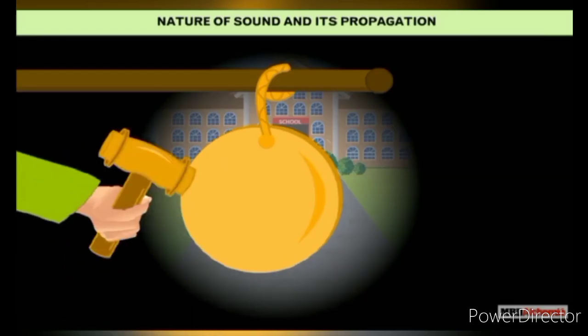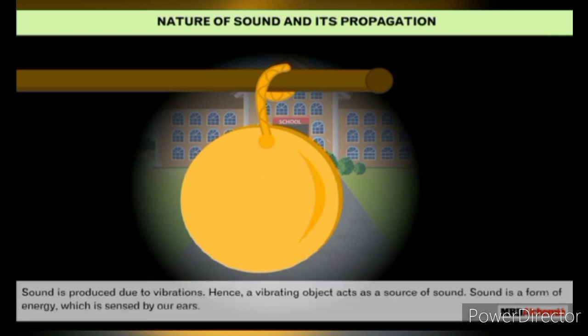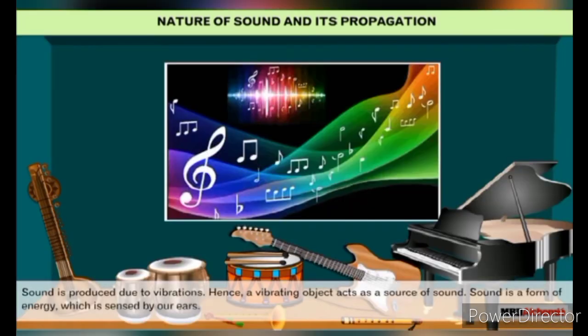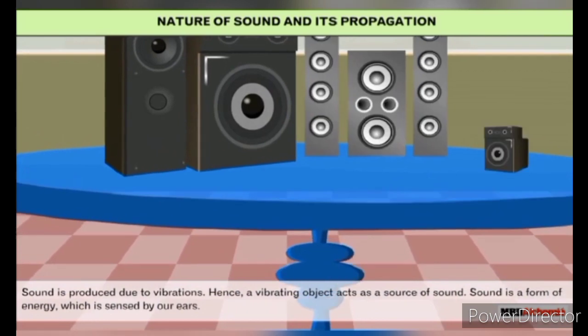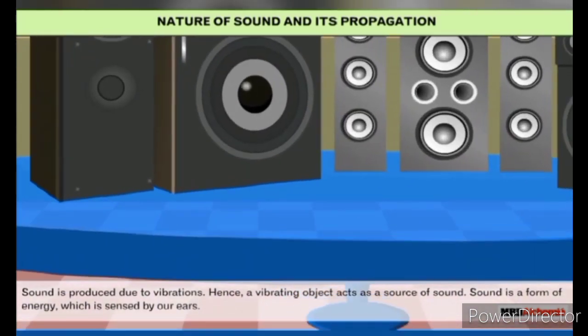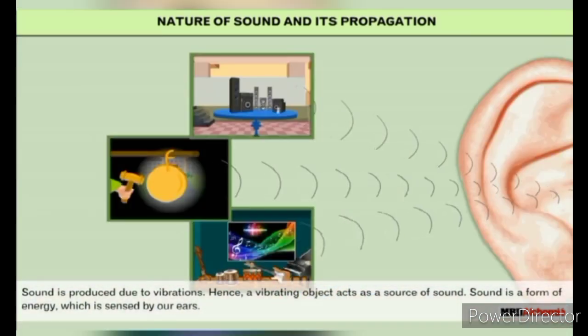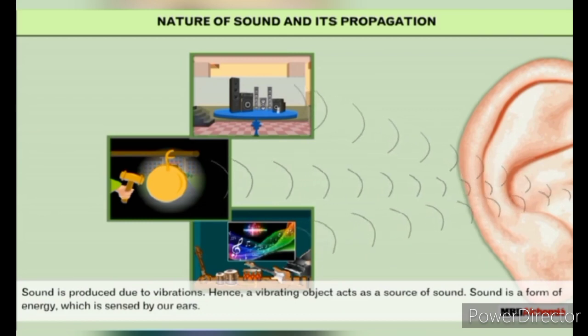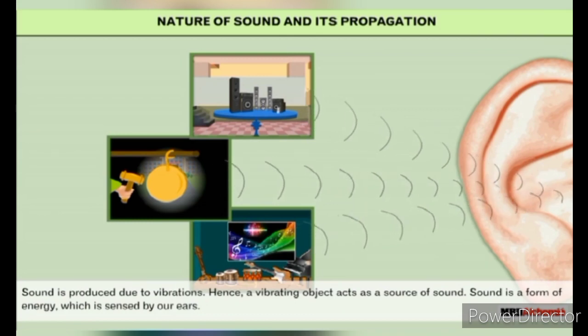Nature of sound and its propagation. Sound is produced due to vibrations. Hence, a vibrating object acts as a source of sound. Sound is a form of energy which is sensed by our ears.